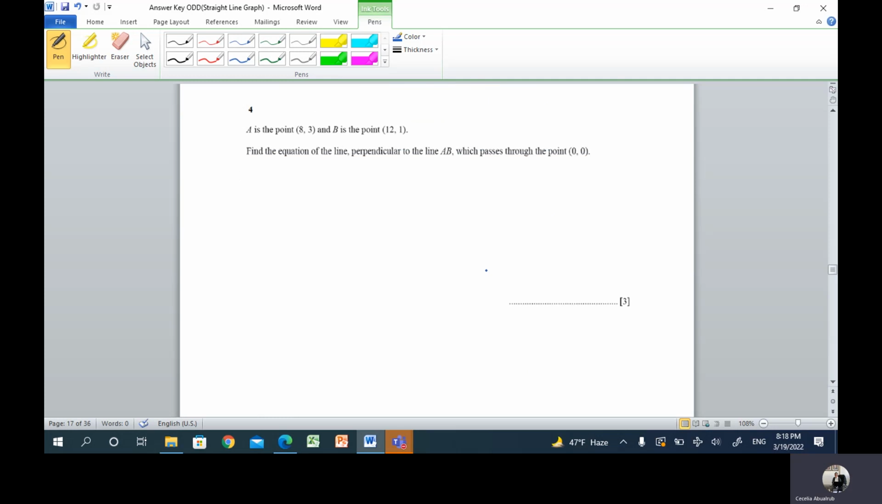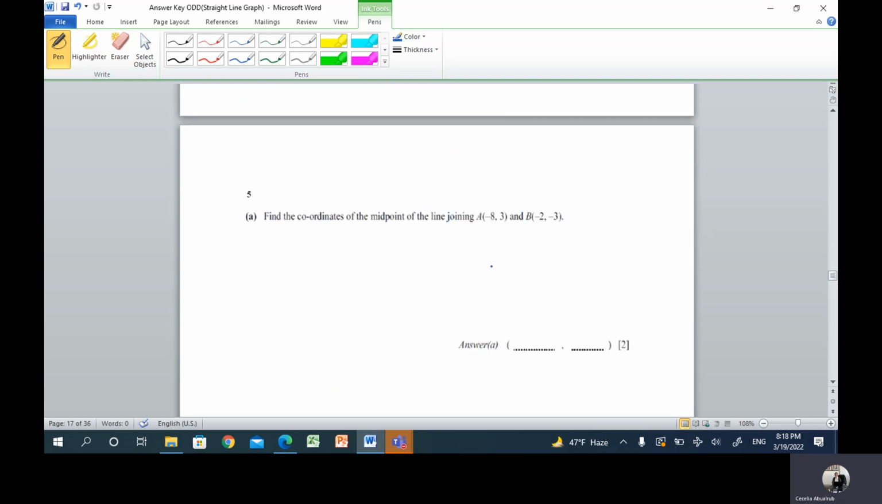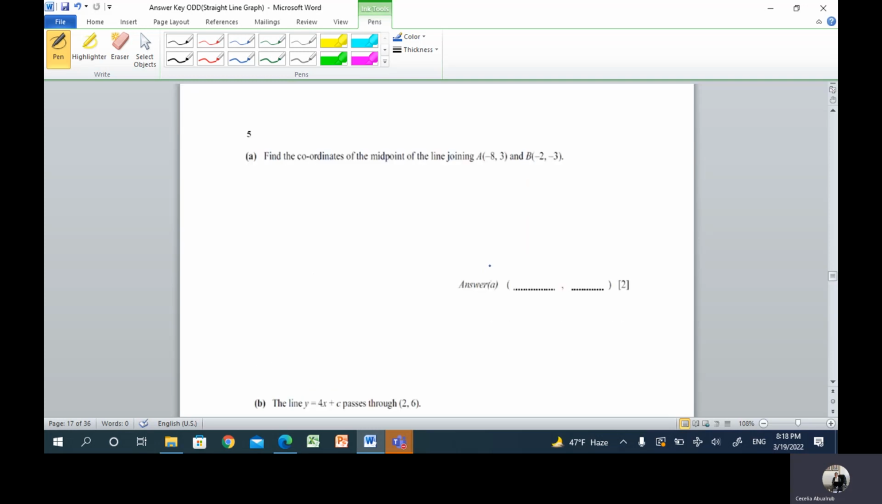Okay, so page 21 is done, we're going now to page 23. Find the coordinates of the midpoint of the line joining the two points (-8, 3) and (-2, -3). So for the midpoint, we're going to use the rule: two brackets with a comma in the middle, (x1 + x2)/2 and (y1 + y2)/2.